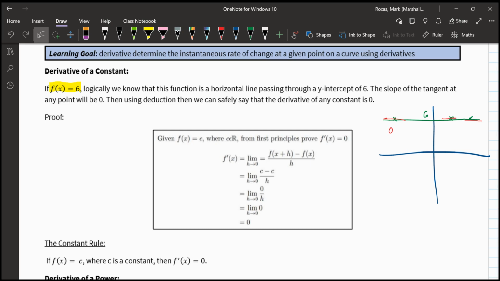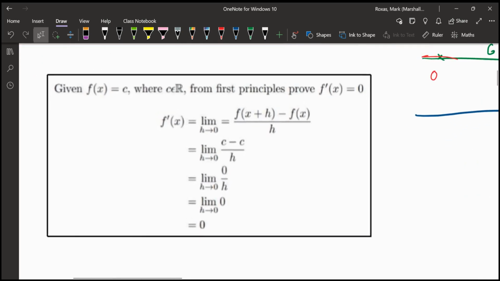Okay, so that's our first rule, right? The derivative of a constant is 0. Now, do we need proof for that? We can always look at the first principles definition of a derivative to show that, right? So if your function is defined as f of x equals some constant c, any constant c, we can show that the derivative f prime x equals 0.